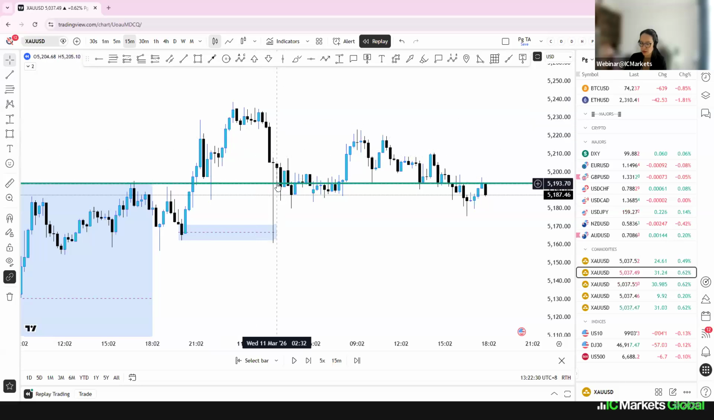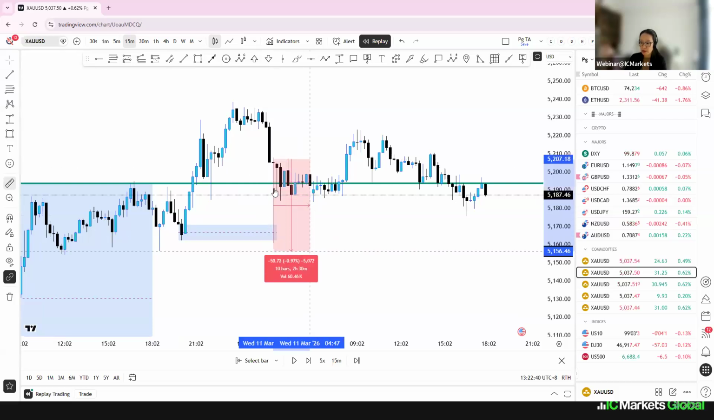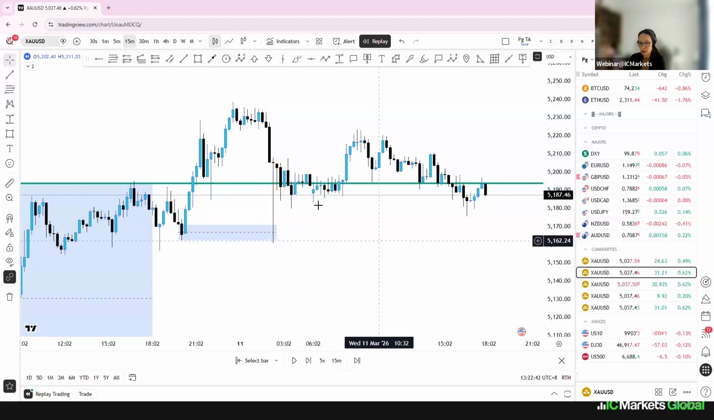If you want to buy here again, you will see the price push all the way down here, which is a 15-minute candle from the low to the high, 450 pips. After that, they have a quick rejection. So this is a liquidity grab, meaning whoever buys from this level is going to get stopped out here.